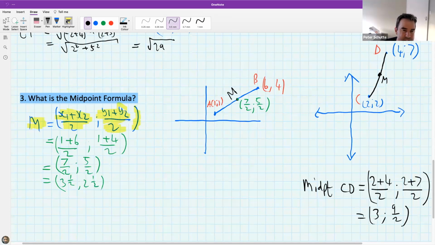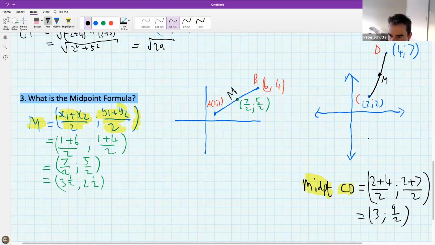I do want to point out that instead of using the letter M, I'm actually now just saying the midpoint, so mid-PT, midpoint of CD. And that's often how we write it because otherwise there can be some confusion with the gradient. But that was really well done.